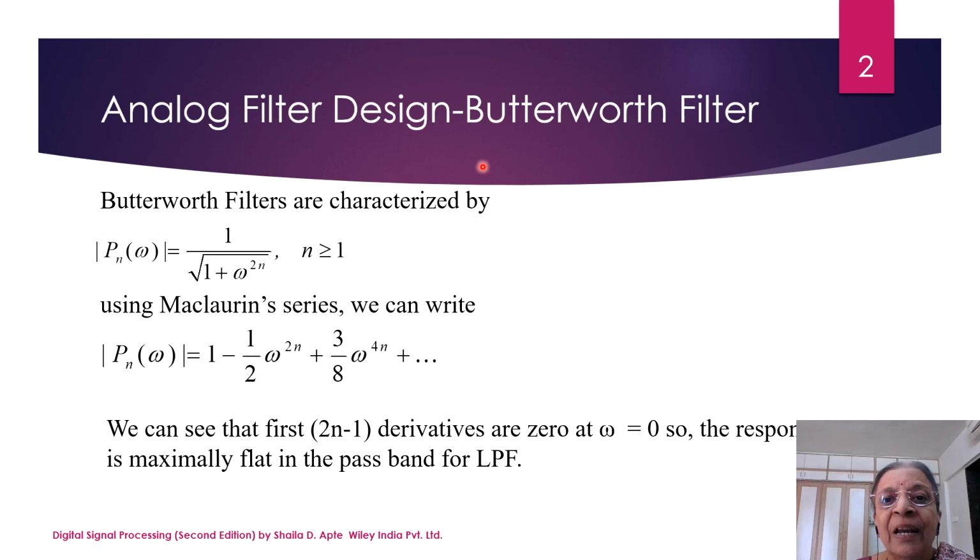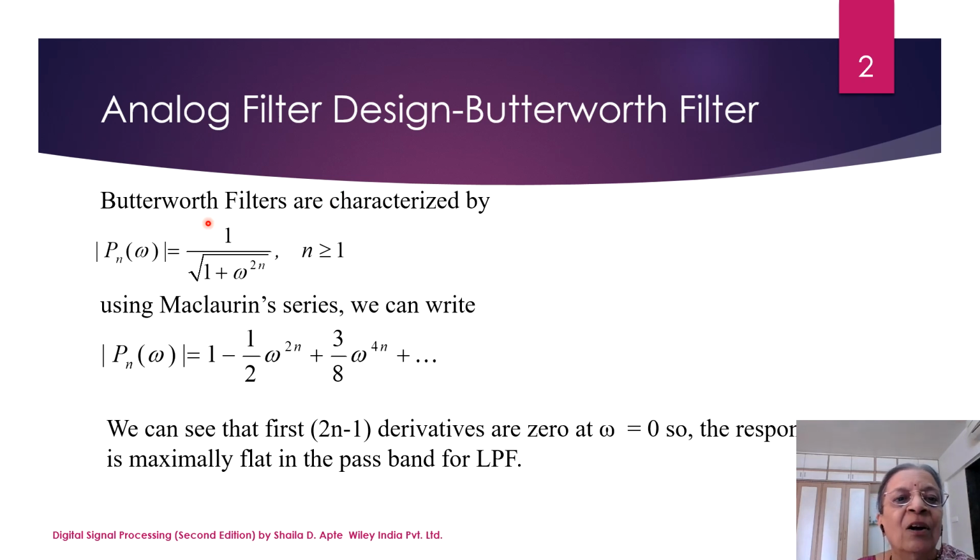Now, there are three categories of analog filters that already exist. One is the Butterworth filter, the second is the Chebyshev filter, and the third is the elliptic filter. Let's go through these filters one by one. In this video, we will see the details of the Butterworth filter.